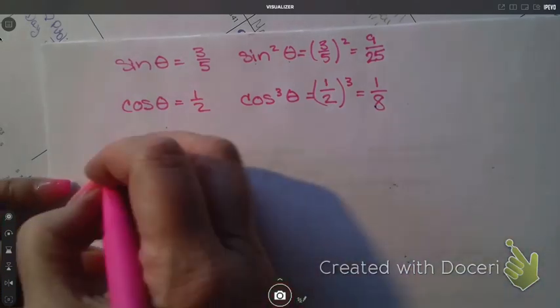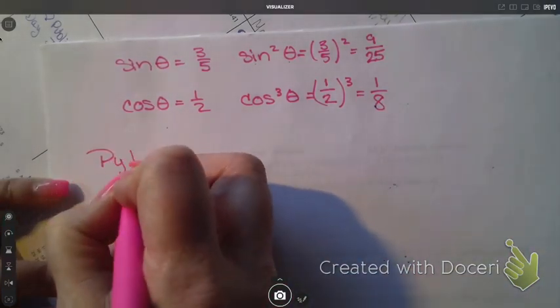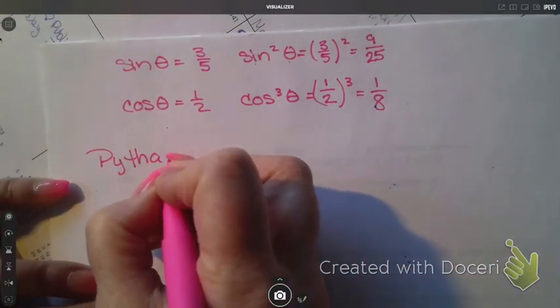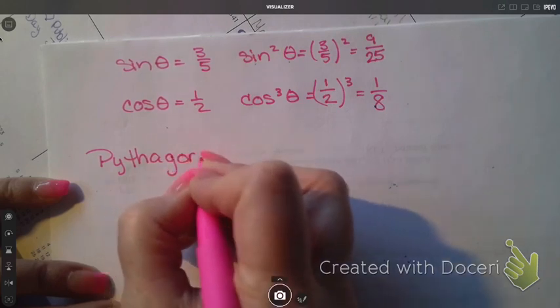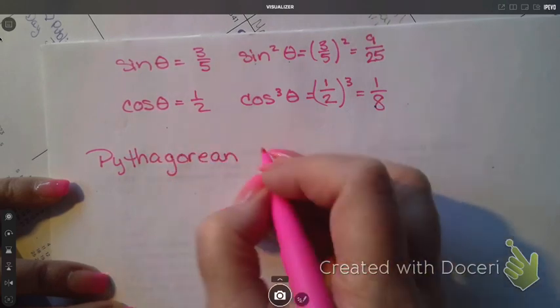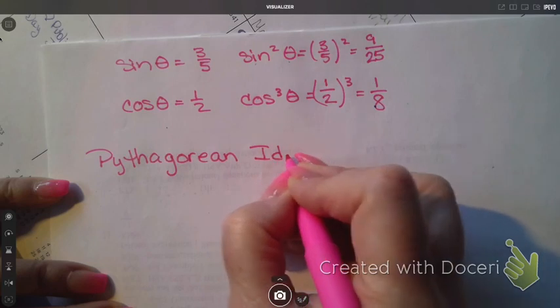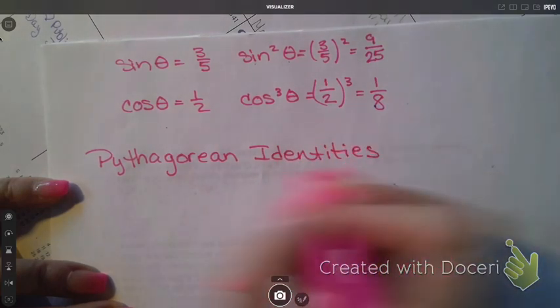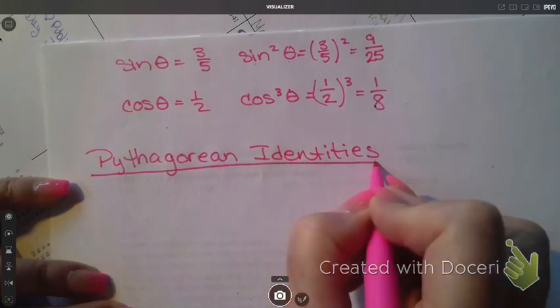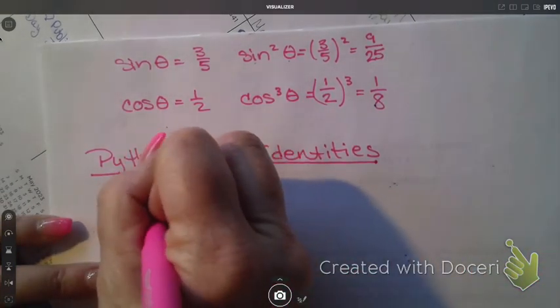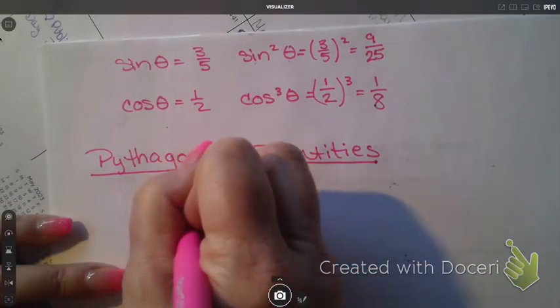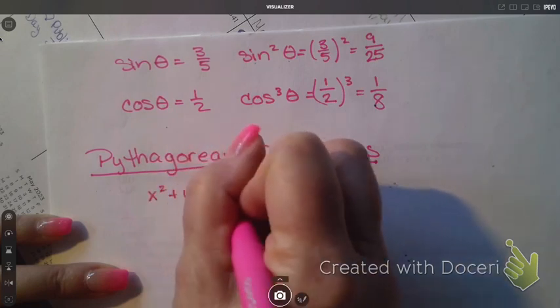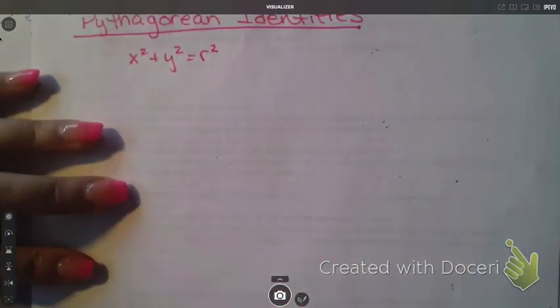Pythagorean identities. You have to know these. Also, they're called Pythagorean identities. So where did they come from? From the Pythagorean theorem. So we're going to take the Pythagorean theorem: x squared plus y squared equals r squared, because r is our hypotenuse, correct?